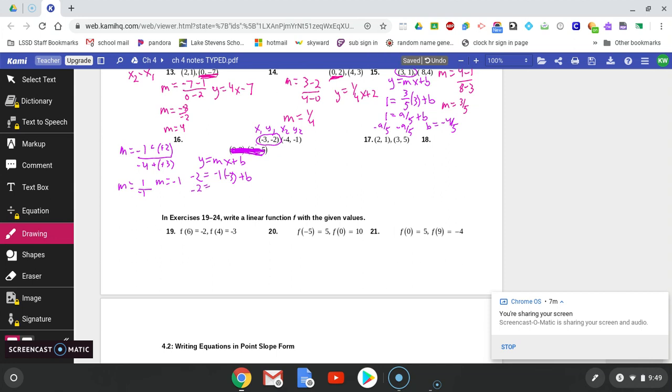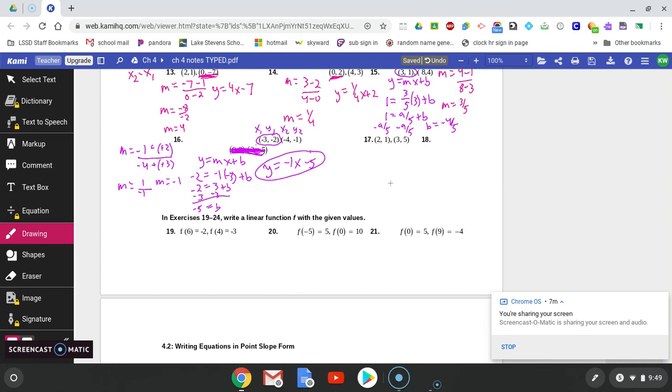So when I simplify this and then get b by itself, I get b is -5. So I know my equation is y is equal to -1x minus 5. If you just have a negative x right here instead of a -1x, same thing. All right, let's do one more like that.